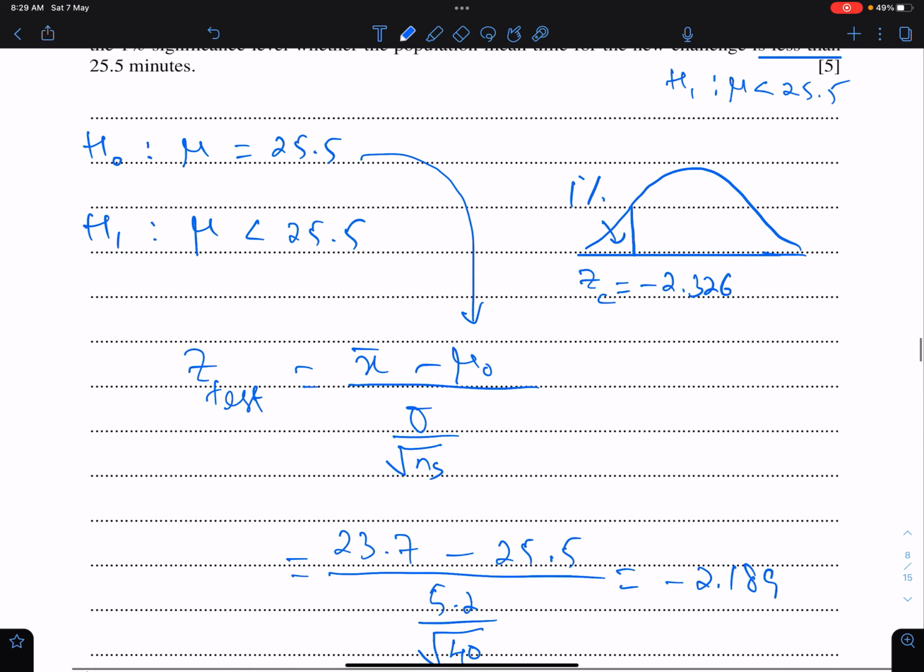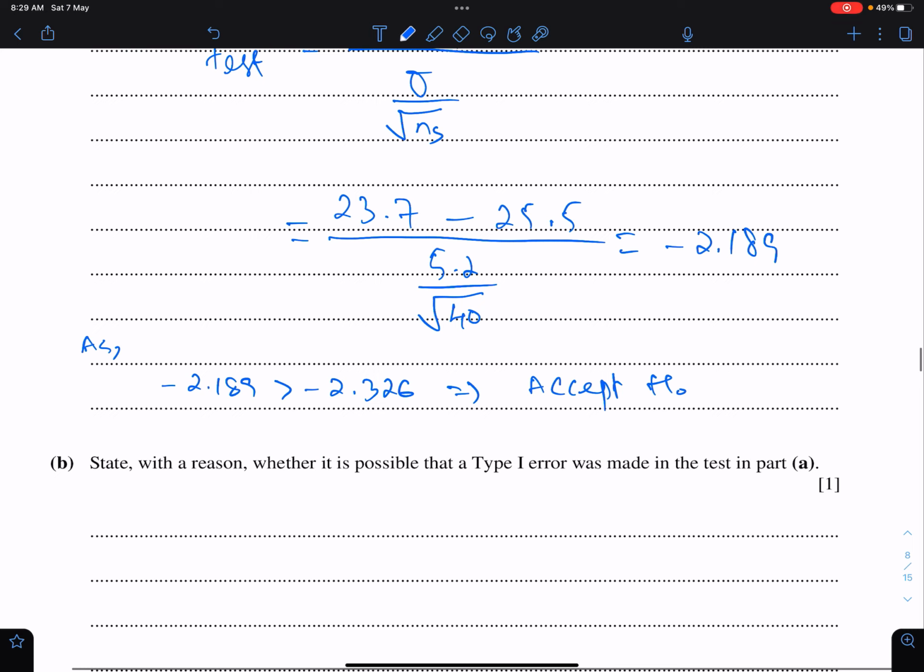This means mu has not decreased. No evidence that the mean time has decreased, or that mu has decreased.